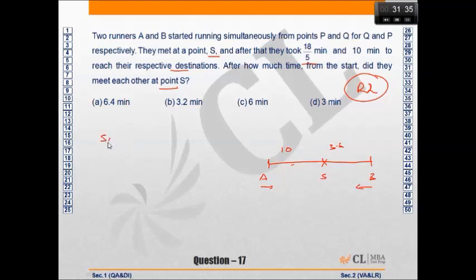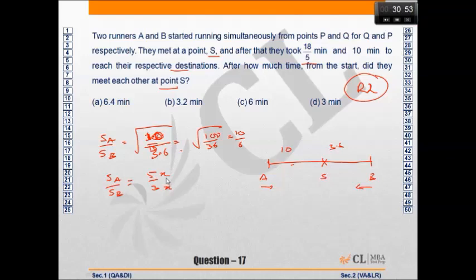So speed of A upon speed of B should be equal to under root of 10 upon 3.6. I am extremely sorry, I had it the wrong way. 10 upon 3.6 equals under root of 100 upon 36, which is equal to 10 by 6 or 5 by 3. So SA upon SB is equal to 5 by 3. So let me assume the speeds to be 5x and 3x. Speed of A is 5x and speed of B is 3x.